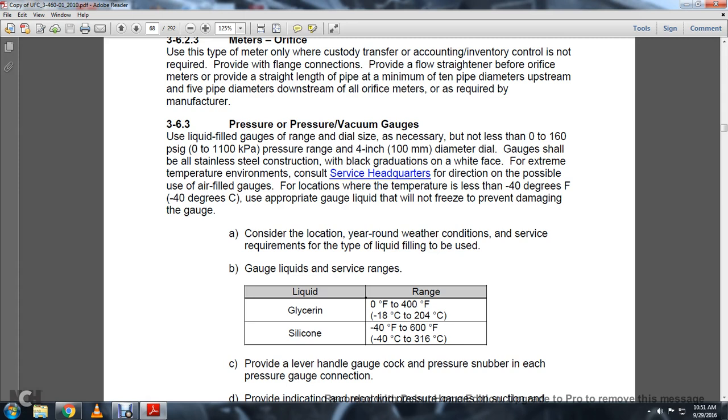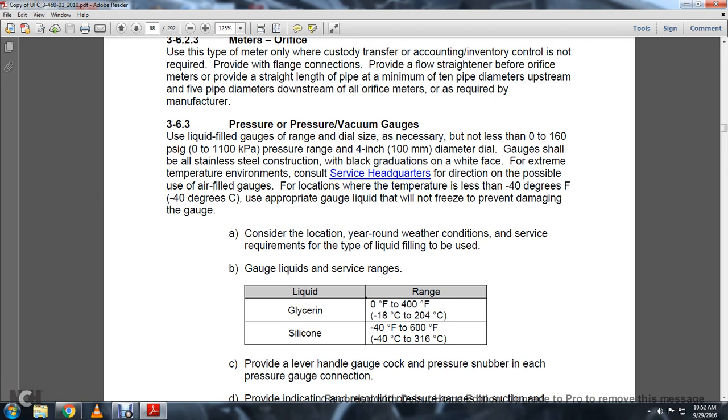3.6.3 Pressure and vacuum gauges. The use of liquid-filled gauges of the range and dial size is necessary, not less than 0 to 160 psig, pressure ranging, with 4 inch diameter dial. Gauges shall be all stainless steel construction, black graduations on white faces.